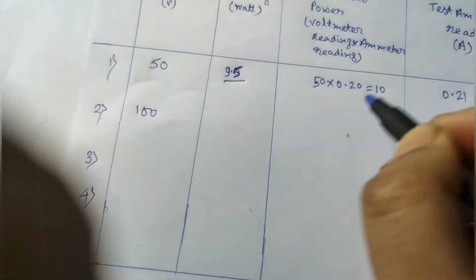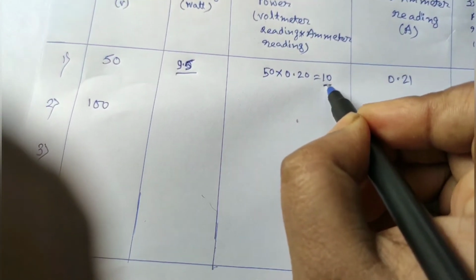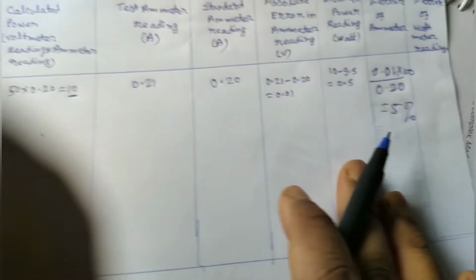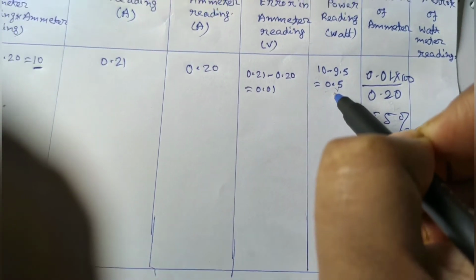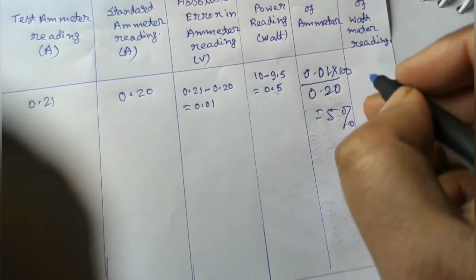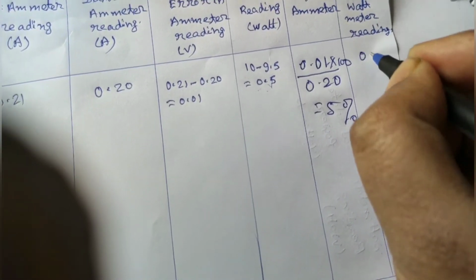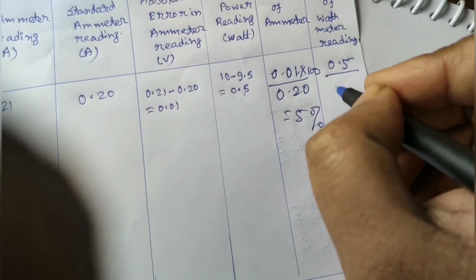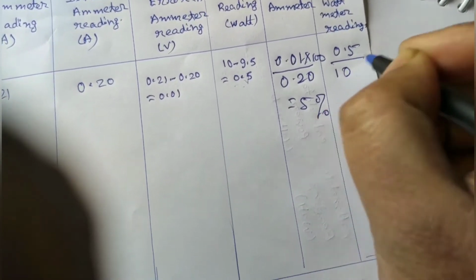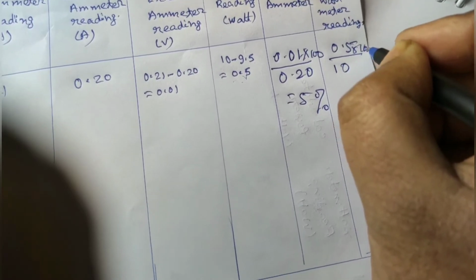And what is the wattage error? The wattage error is the difference between 10 and 9.5. So here we have calculated that 10 minus 9.5 is 0.5. So the percentage error will be 0.5 by the standard meter reading, that is 10, into 100. So again let us calculate that.